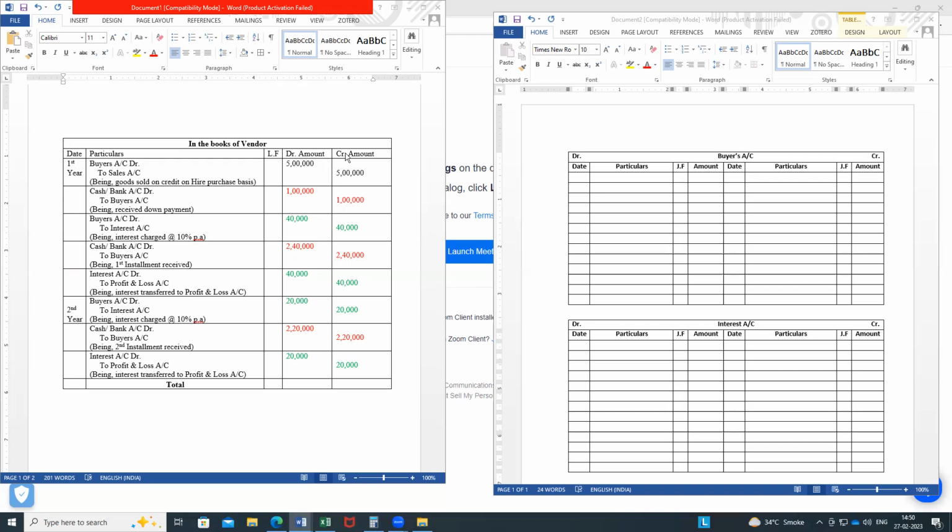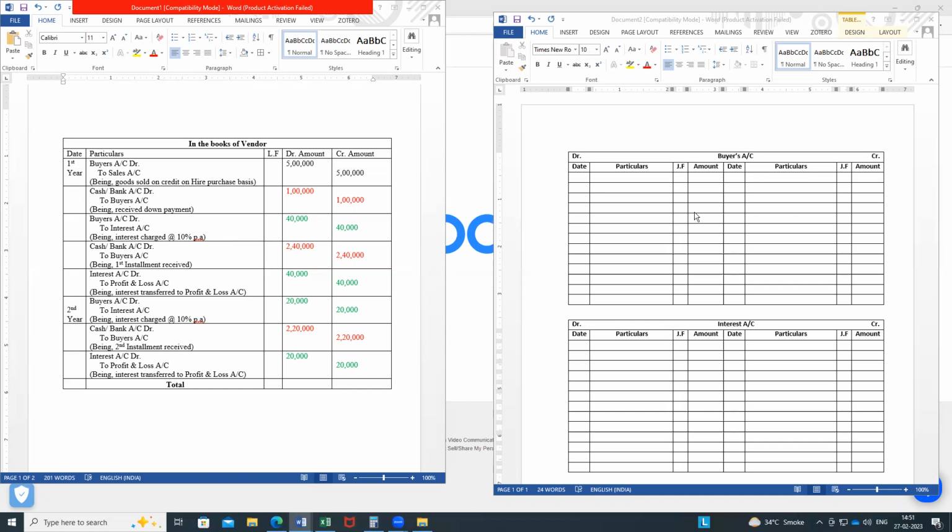Sorry for the interruption. Yes, I was talking about the buyer. Buyer ने goods खरीदा है on credit, वो हम first record करते हैं. फिर we write about the down payment entry, we record the interest charge entry, and then the installment entry, and at the end we transfer the amount to the profit and loss. Then in the second year we record just the interest charge entry, and then we record the installment entry, and the last the transfer entry.